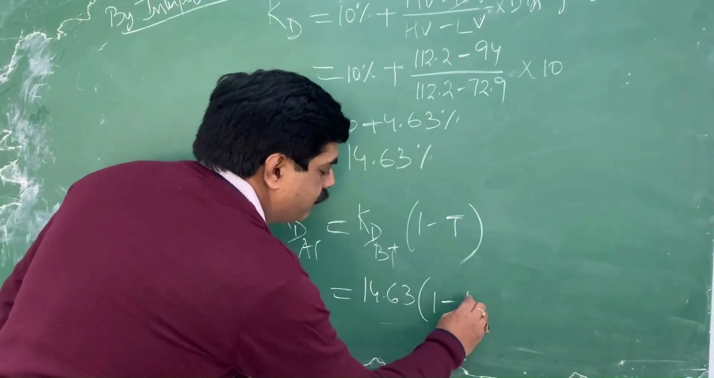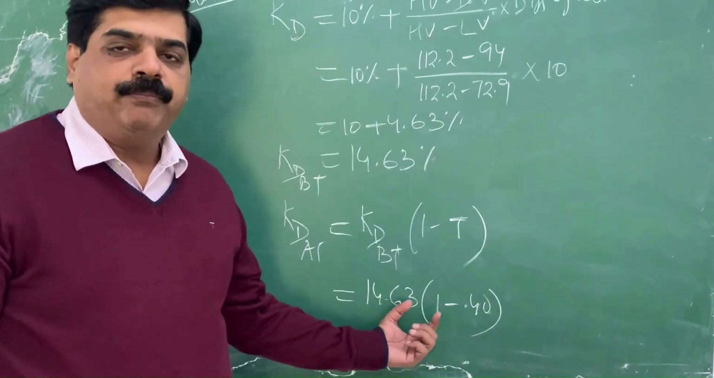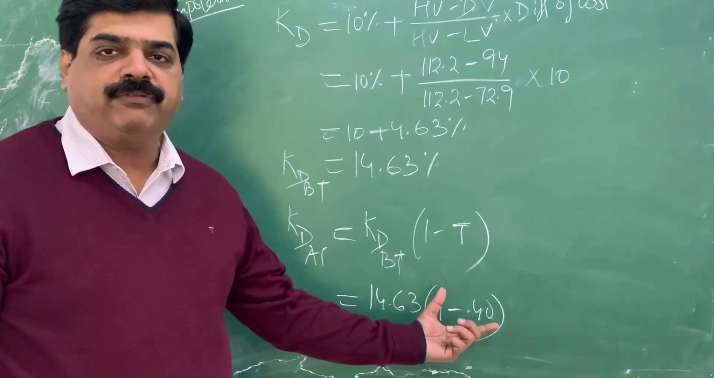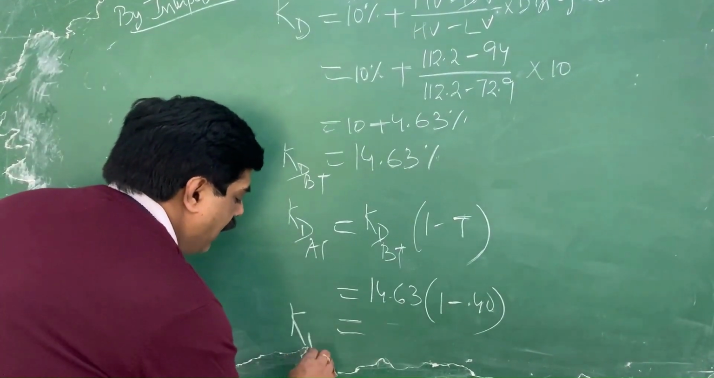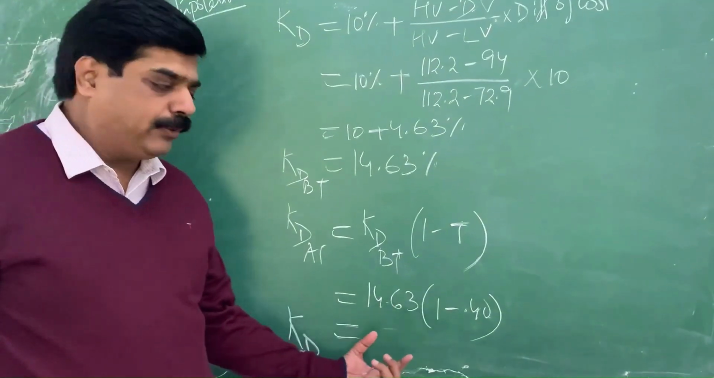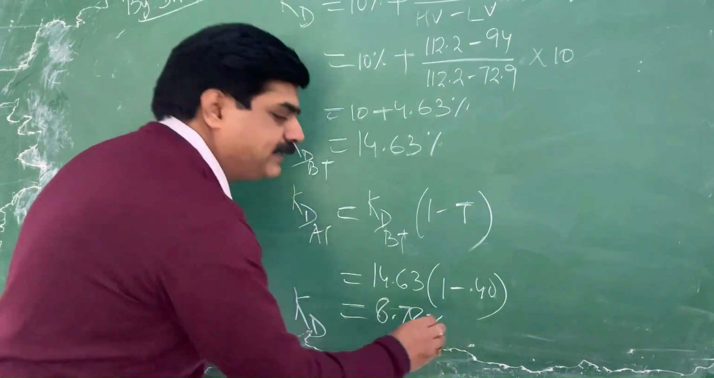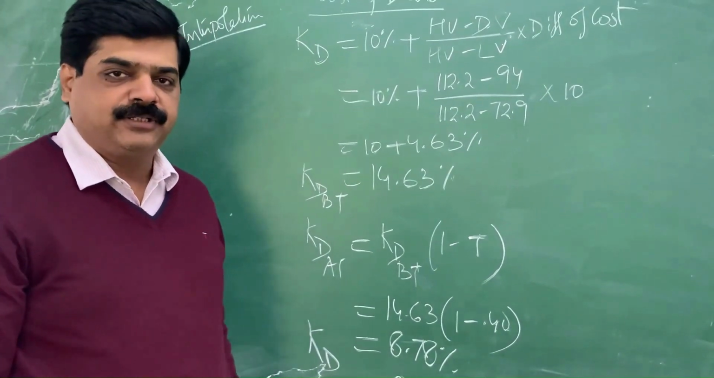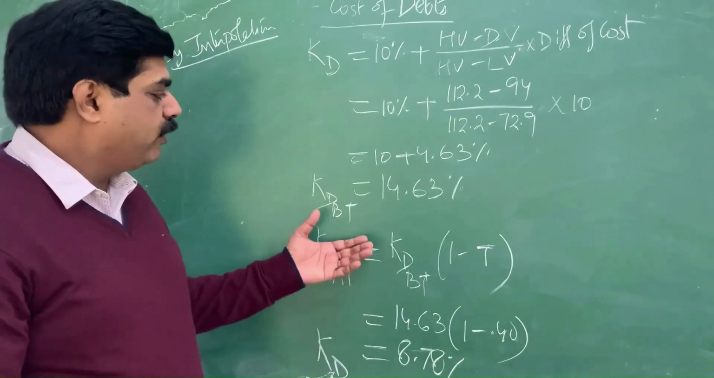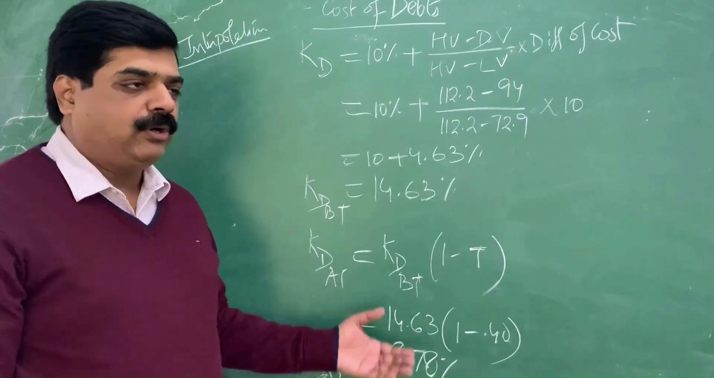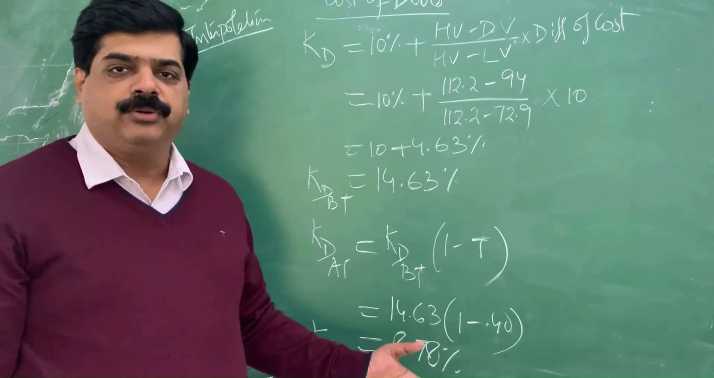So 14.63 times 1 minus 0.40, that means 14.63 multiplied by 0.60. Whatever value we get will be the cost of debt after tax. So after doing the calculation, we will get 18.78 as the exact value of the cost of debt. So in this case we have calculated the cost of debt before tax as well as after tax. I hope now this problem with respect to cost of debt is clear to you. Okay, thank you all of you.